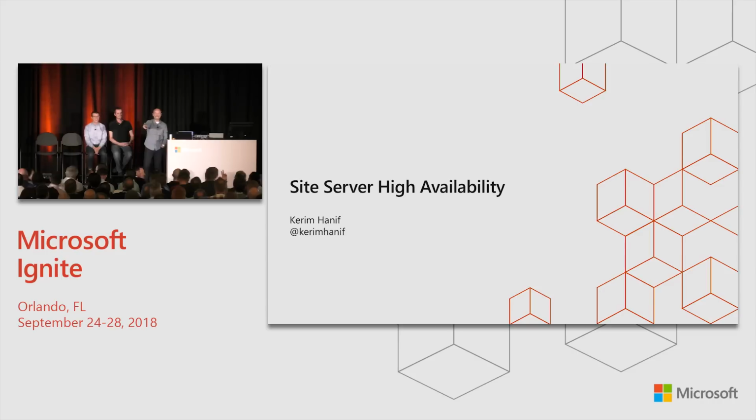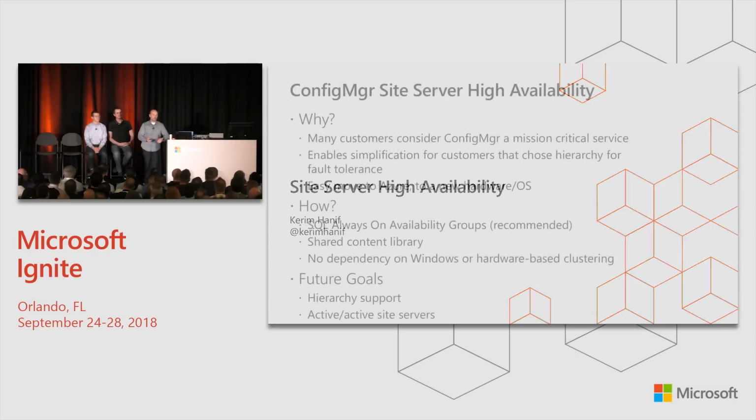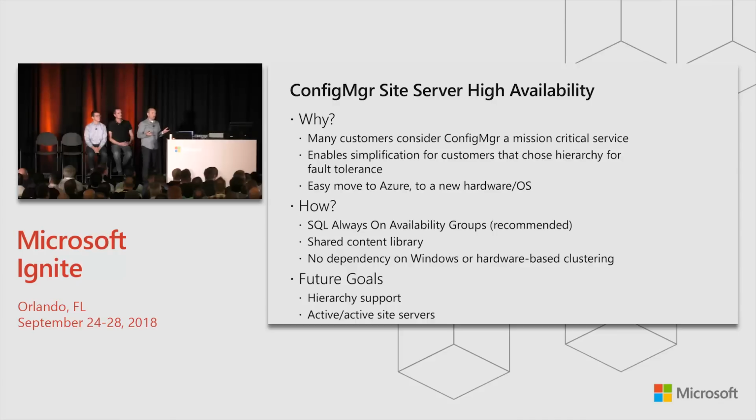One person, and he's in the product group. So we shipped this feature in 1806, but it's only for standalone hierarchies. If you have a hierarchy, if you have CAS and primaries, then you can't use it, but we're working on it. So let's think about why we're doing this.